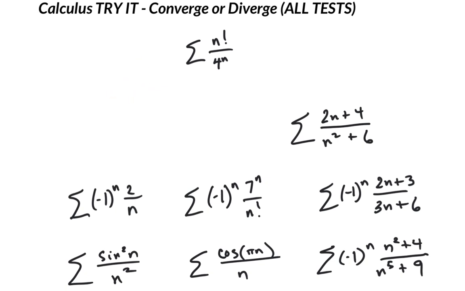Let's do another limit comparison problem. I see another one right away. Here we've got 2n. Here we've got n squared. So 2n divided by n squared would reduce to 2 over n. That is a divergent p-series. So this thing will diverge.